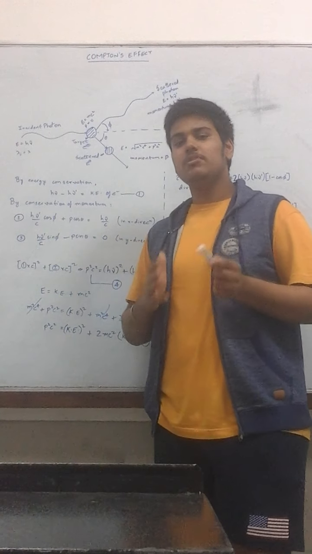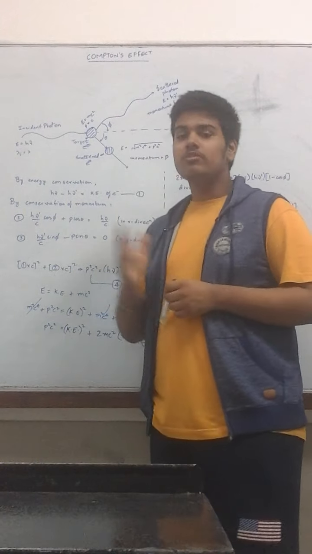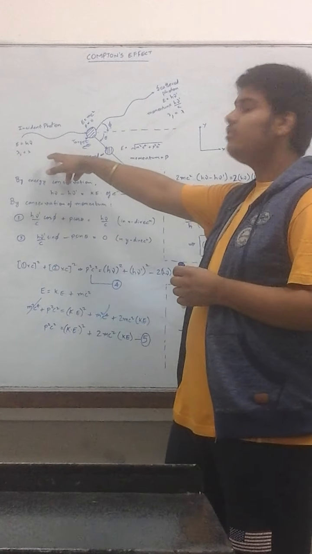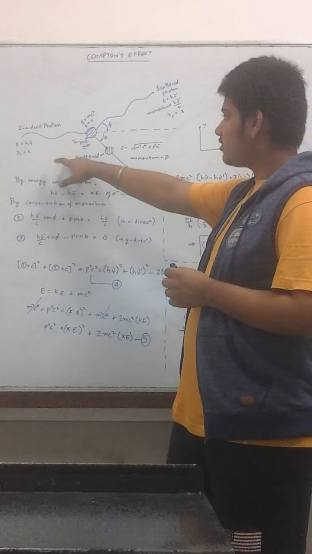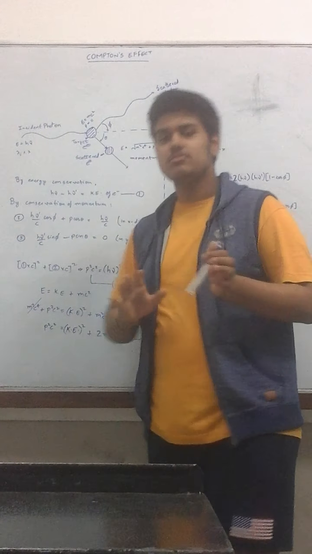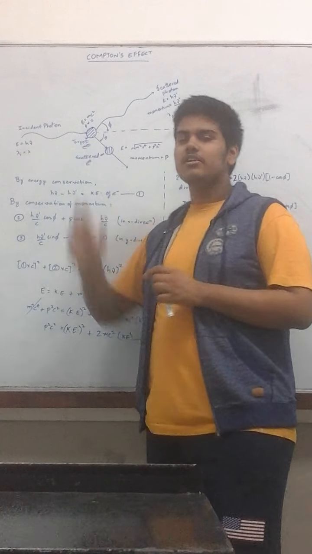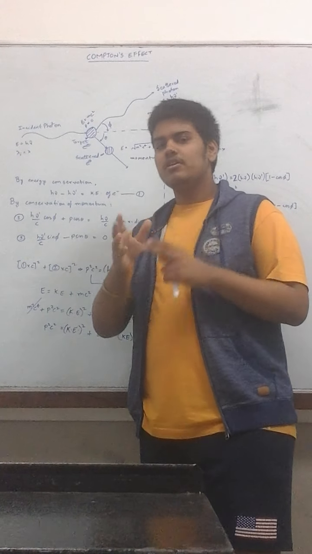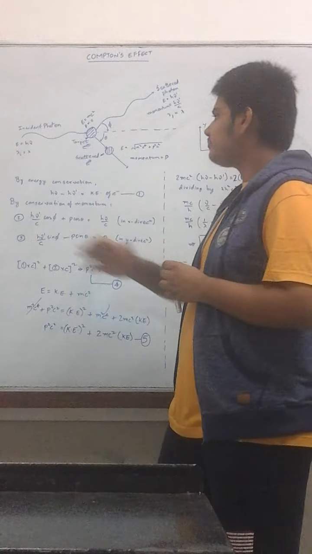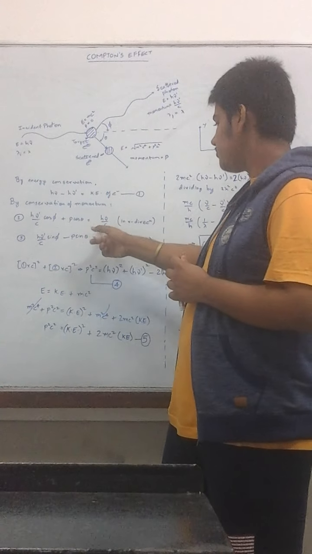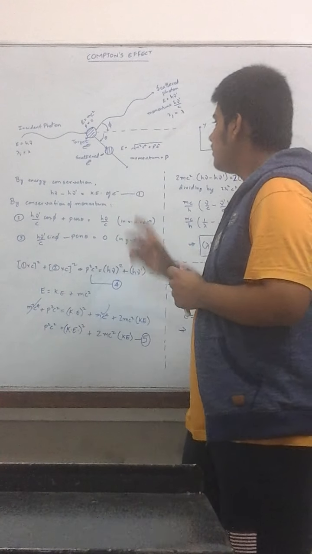So p cos theta will be the x component of momentum of the scattered electron, and the initial momentum in the x direction was that possessed by the incident photon. It had no component in the y direction, all of its momentum was concentrated in the x direction. So the initial momentum in the x direction will be h nu by c.